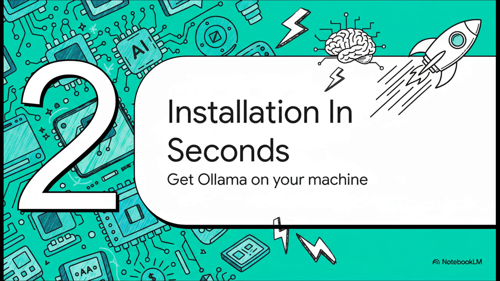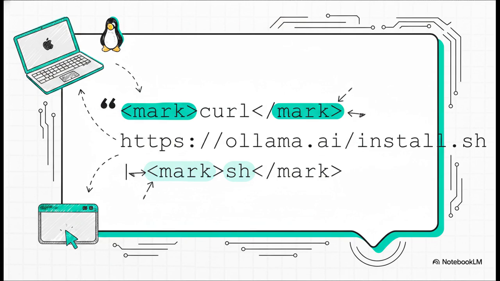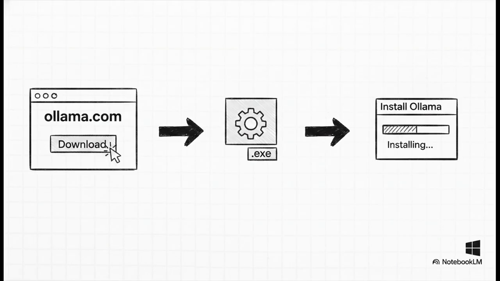Okay, hardware check is done. Now for the really fun part. We're gonna get Ollama installed, and I'm telling you, you're gonna be shocked by how fast this is. Seriously. The process is just a tiny bit different depending on your system, but trust me, both ways are incredibly simple. For all my macOS and Linux friends out there, you are going to love this. You literally just open up your terminal, paste in this one single line of text right here, and hit enter. That's it, you're done. The script does everything for you. And for all my Windows people, don't worry, it's just as easy. You just head over to ollama.com, you download the official installer file, and you run it just like any other program. Click Next, Next, Finish, and you're all set.